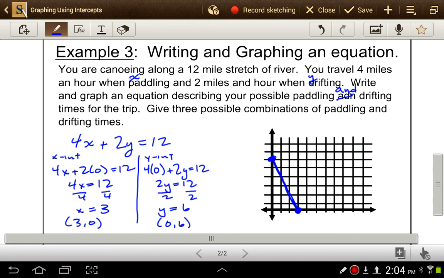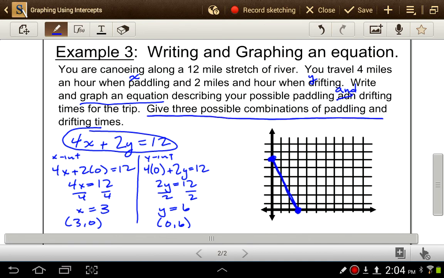So now it says graph, so it said write and graph an equation. So I just graphed it, wrote my equation right here, graphed my equation on there, and then the next question says give 3 possible combinations of paddling and drifting times. Okay, well, that means there's 3 ordered pairs. One of them can be (3, 0). All right, 3 is the x represents my paddling, so I could paddle for 3 hours.